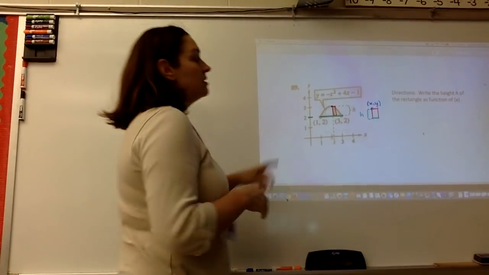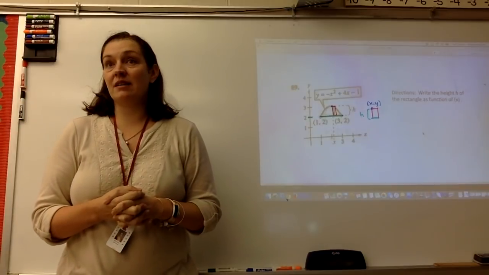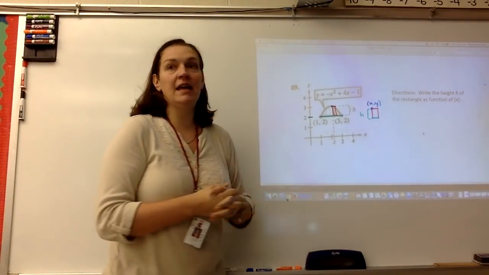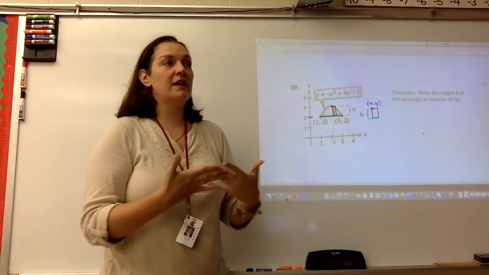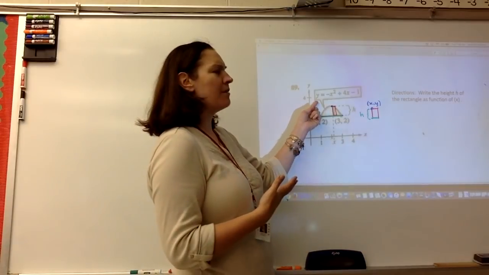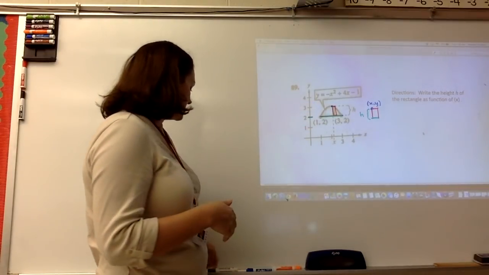Okay, for number 89, the directions read, write the height of the rectangle as a function of x. Now, the first thing when you look at this actual drawing is, most of you aren't going to see the rectangle, you're going to see the parabola. So then it becomes a case of, well, if I have a parabola, what does that have to do with a rectangle? All right, so let's break down the directions a little bit here.